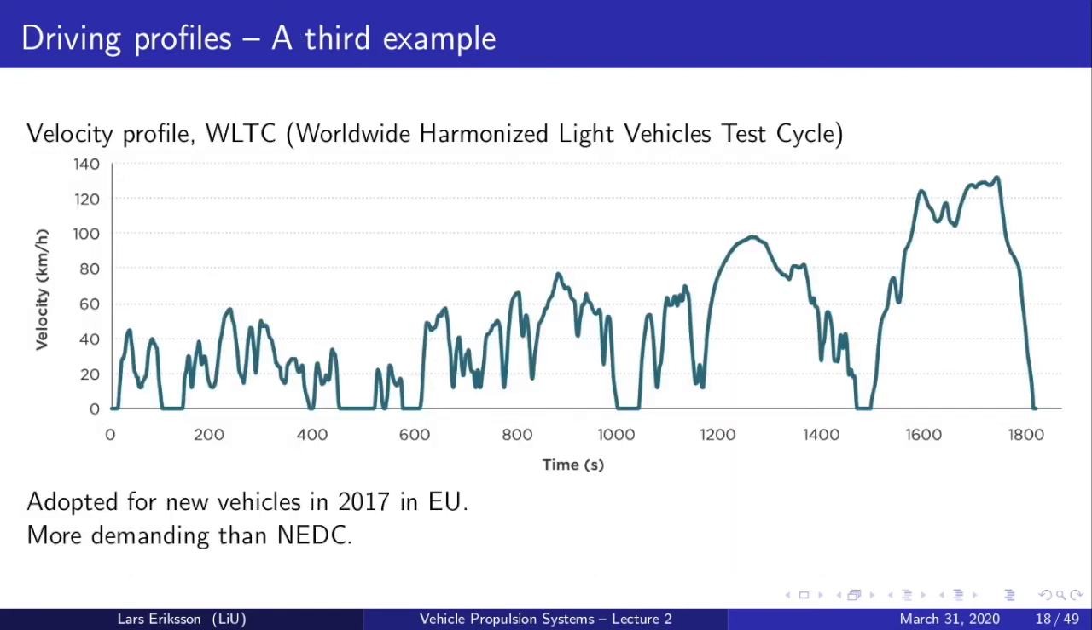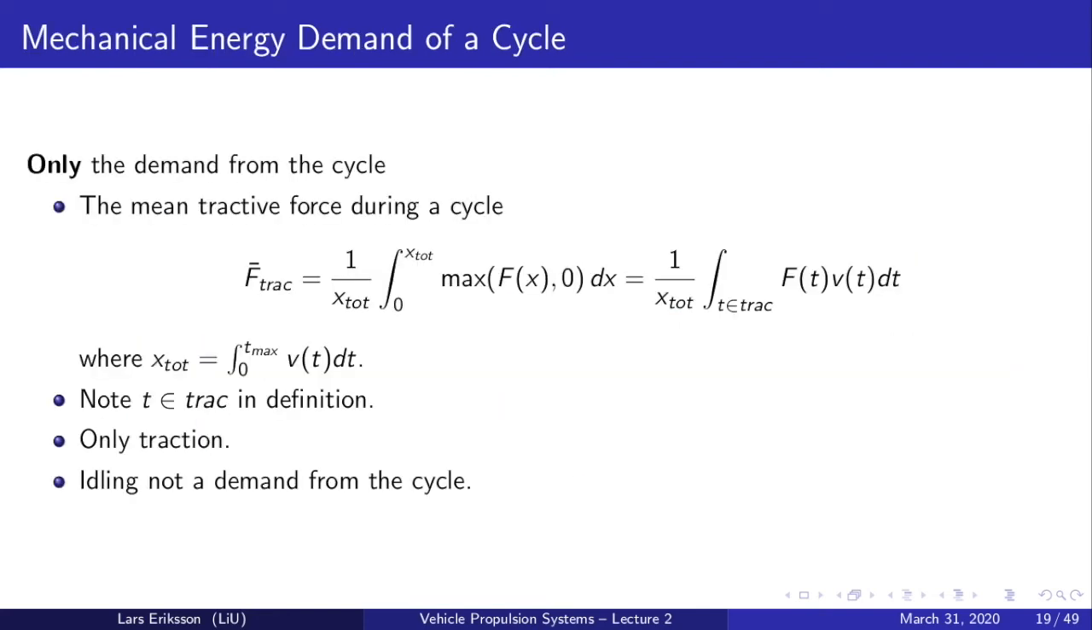There's another European cycle that comes from the Worldwide Harmonized Light Vehicles Test Cycle that has been adopted now for Europe and is also being adopted all over the world with some modifications. It has the same behavior as all cycles, that we have a velocity specification over time, and this one is more demanding than the NEDC, and it has much more transients than the NEDC that we looked at previously. Now we have all the information about the driving cycles. Now we look at what is the energy demand that these cycles require.